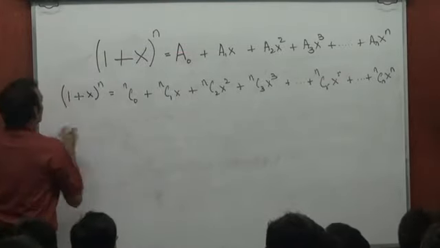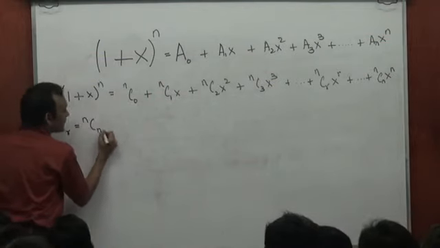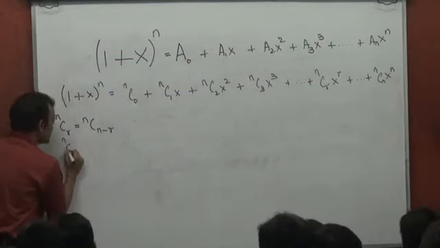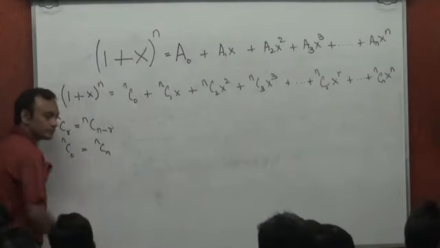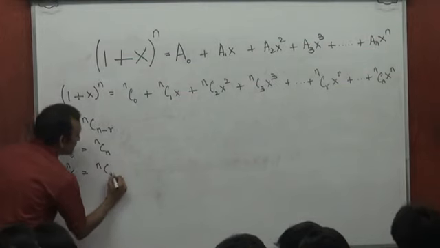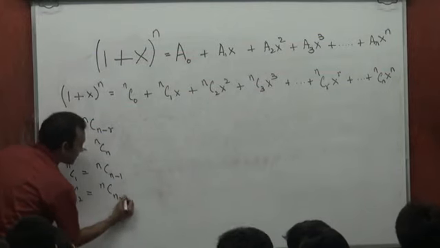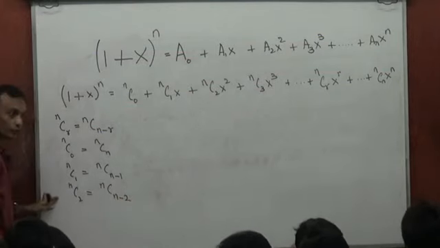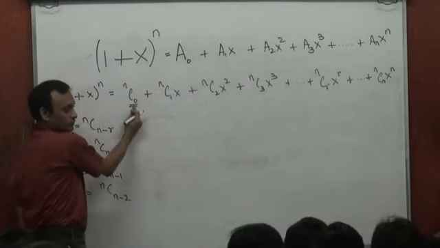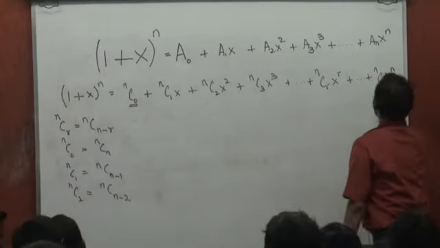Now, a result which I mentioned, nCr is the same as nC(n minus r), right? Which means nC0 will be the same as nCn, yes or no? nC1 would be the same as nC(n minus 1), nC2 would be the same as nC(n minus 2), and so on and so forth, yes or no? Right? So now, the first term from the beginning, nC0, is equal to the coefficient of the first term from the end.